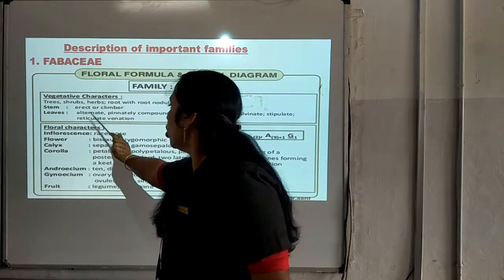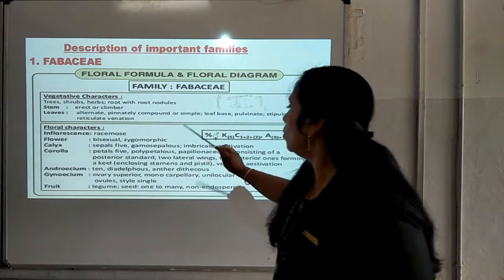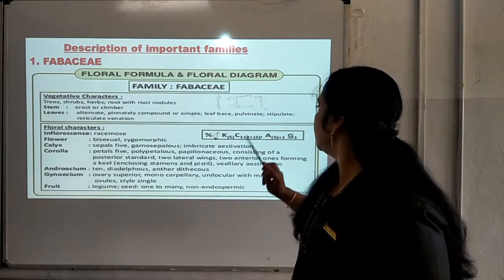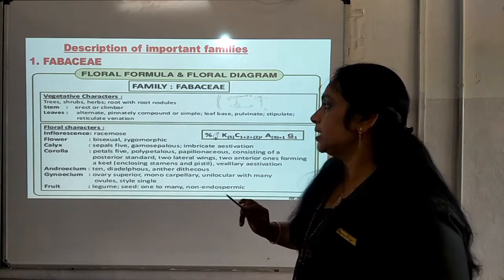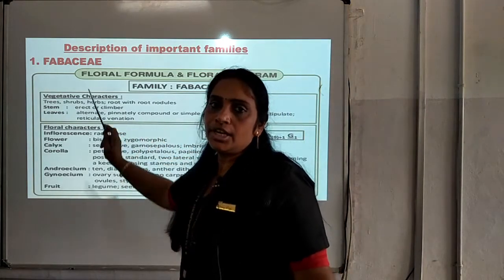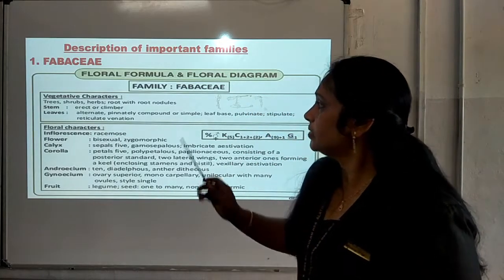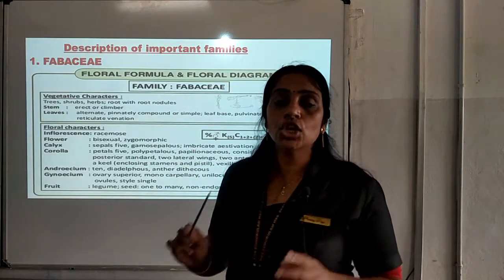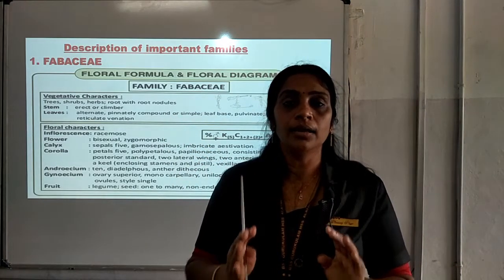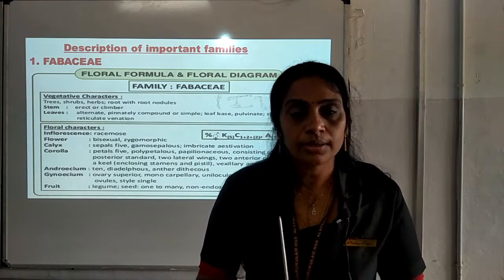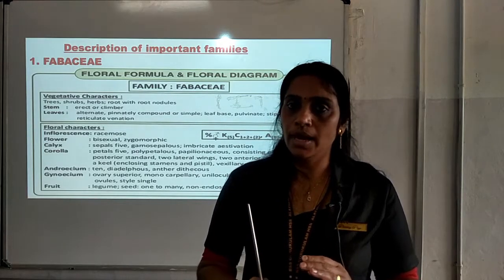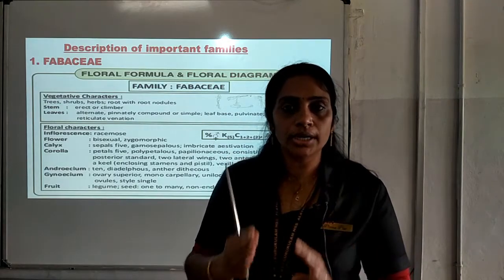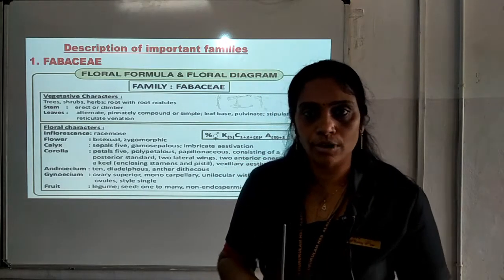The leaf may be alternate, pinnately compound or simple. Leaf base is present there. It may be pulvinate, it may be stipulate, and the venation is reticulate. That is related to the vegetative character. This vegetative character is not included in the floral diagram as well as the floral formula.